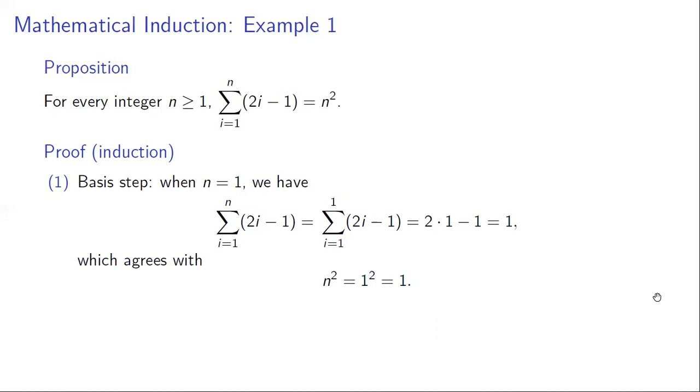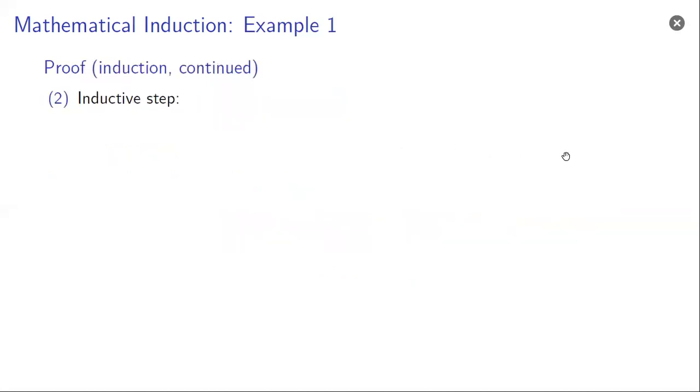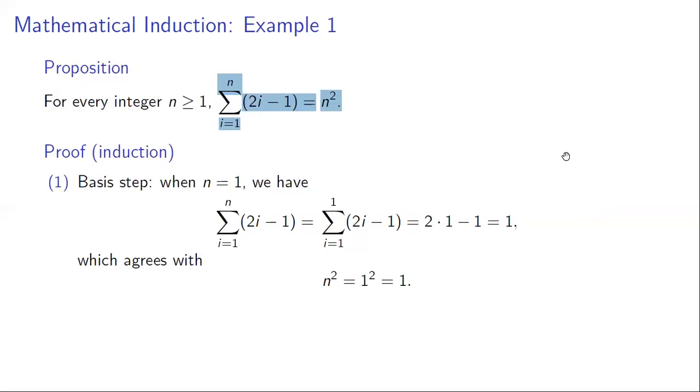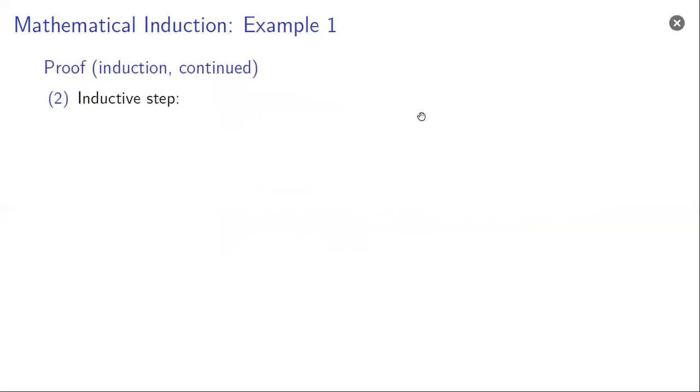What do we do in the basis step? We show that it is true for the lowest possible value of n, which in this case is 1. So we show that the proposition works, right? This formula works for n equal to 1. Now we have the hard part. So far what we had was the, quote unquote, easy part. Now we have the hard part, which is the inductive step.